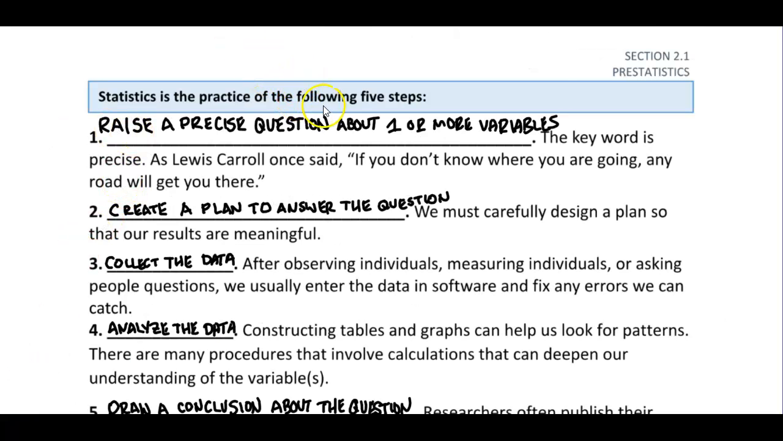Statistics is the practice of the following 5 steps. Number 1, you first raise a precise question about one or more variables. The key word is precise. As Lewis Carroll once said, if you don't know where you are going, any road will get you there.